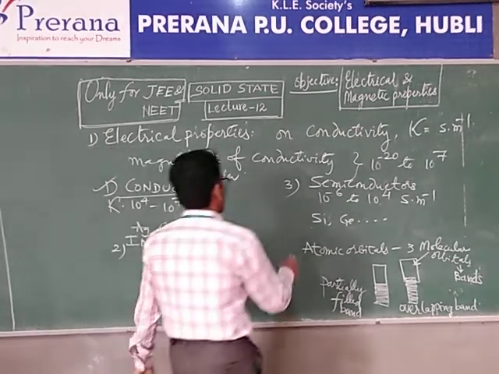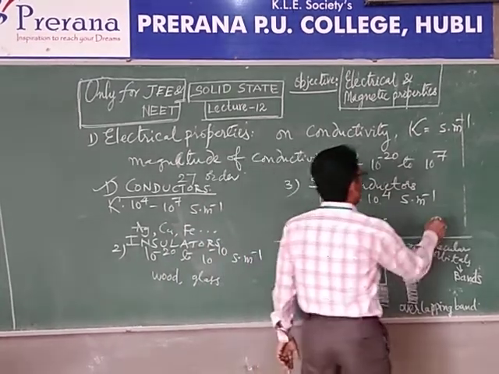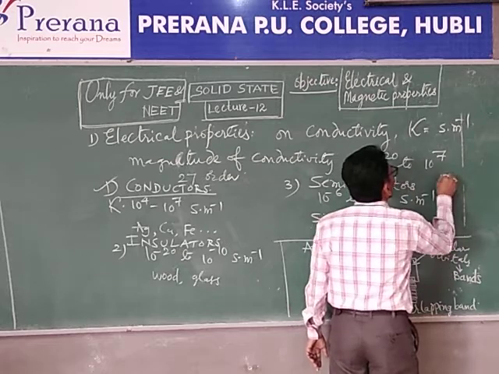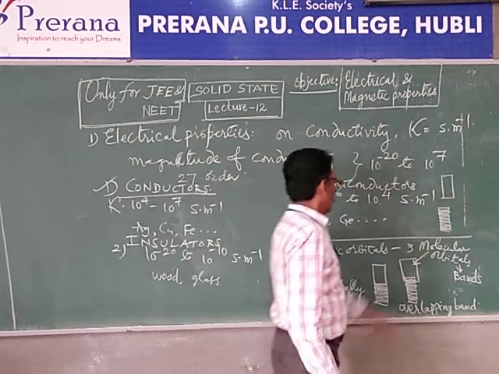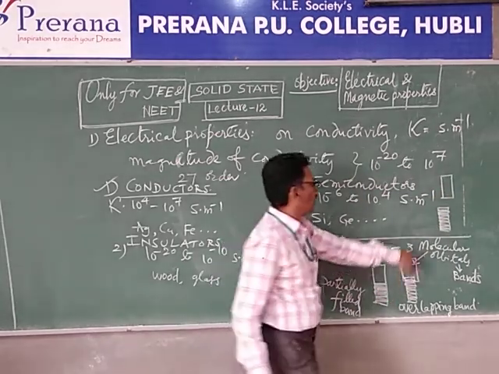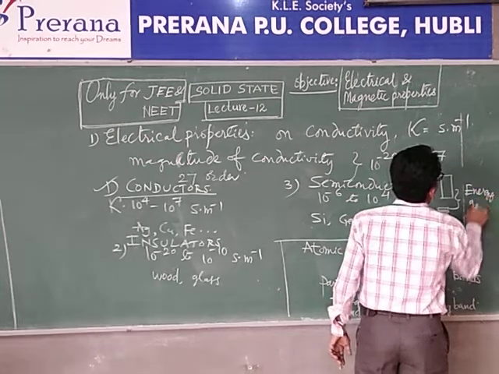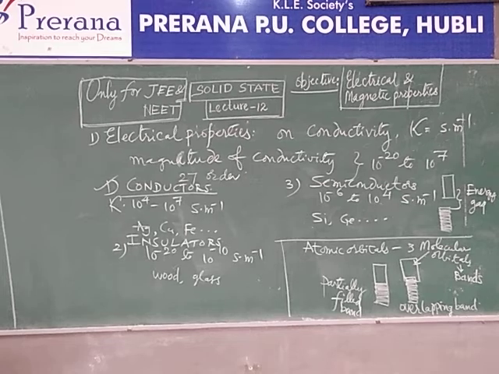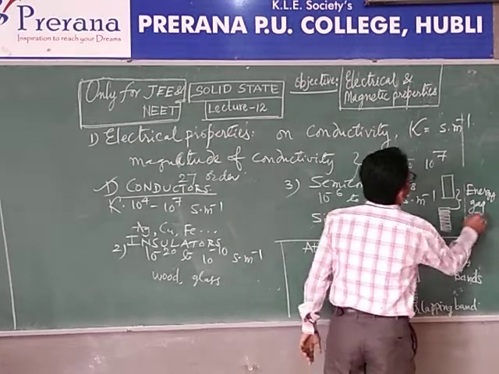But in the case of semiconductors, what is observed? This is the filled valence band and this is the empty band. The energy gap here is small. Here the energy gap is very small.